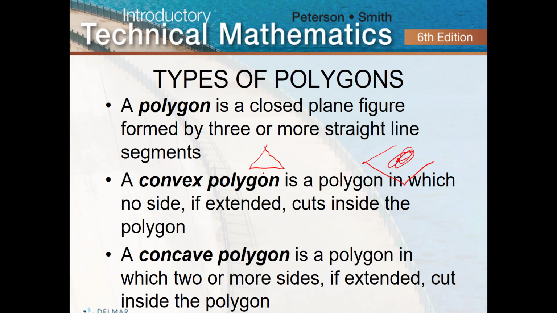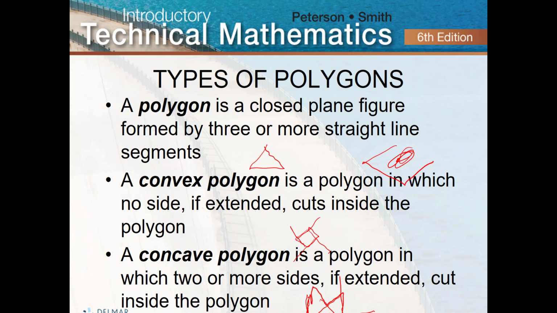A convex polygon is a polygon in which no sides, if extended, cut into the polygon. So if I extend any one of these sides, they never intersect on the inside. So that'd be a convex. Concave, on the other hand, just imagine those are all straight lines. I extend this line, it doesn't intersect. But as soon as I extend either one of these lines, it cuts into the polygon. So that makes it a concave polygon.